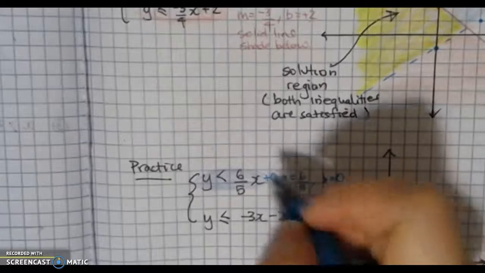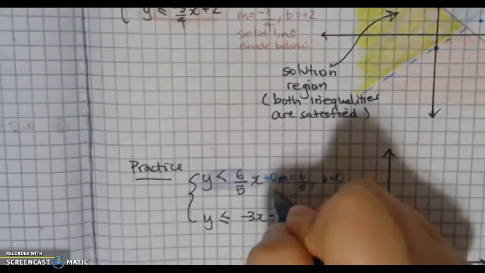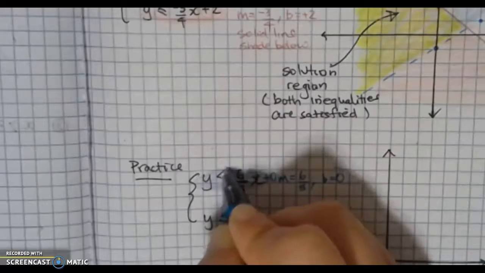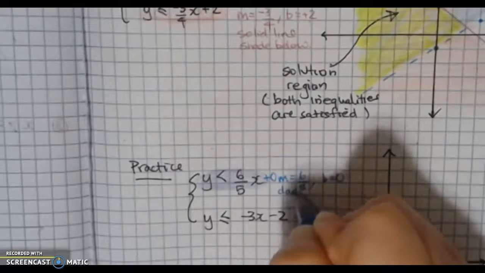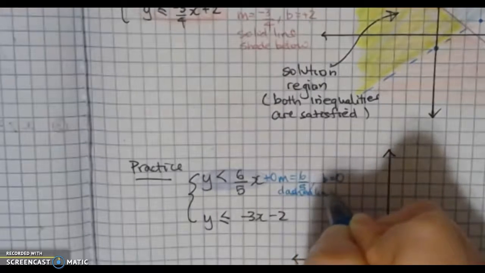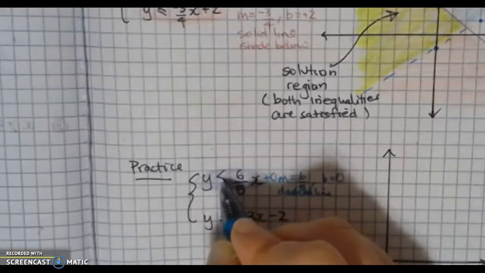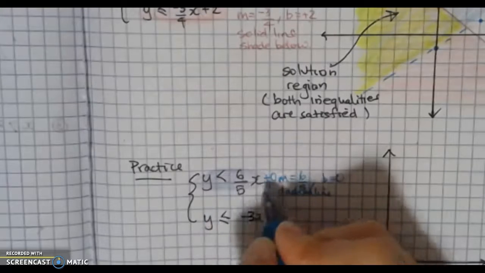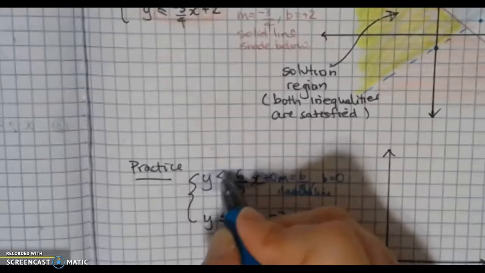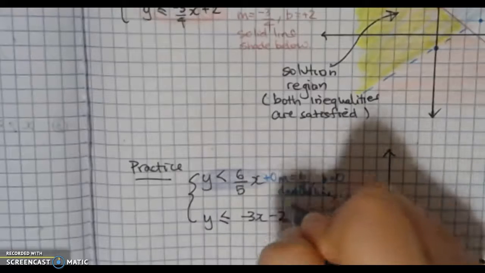Okay, what else do we know? Are we going to use dashed line or solid line? Less than tells me it's going to be dashed line. Am I going to shade above or below the line? Y is less than. If you just read out loud, it's going to give you a clue. Y is less than, that means shade below.